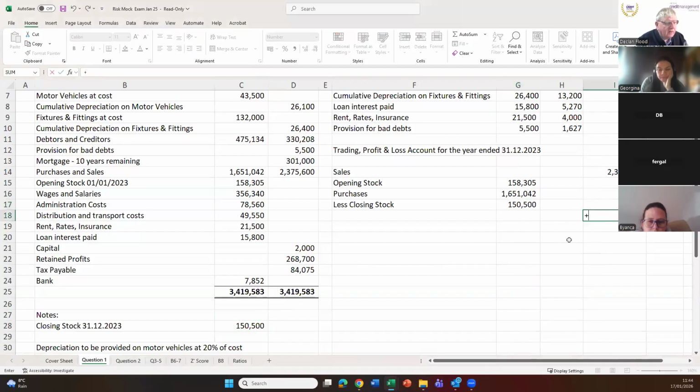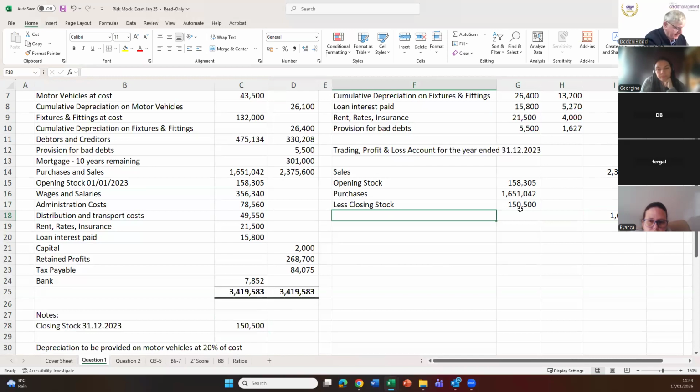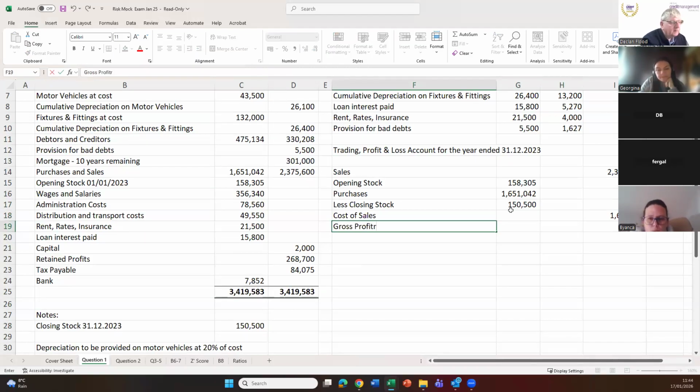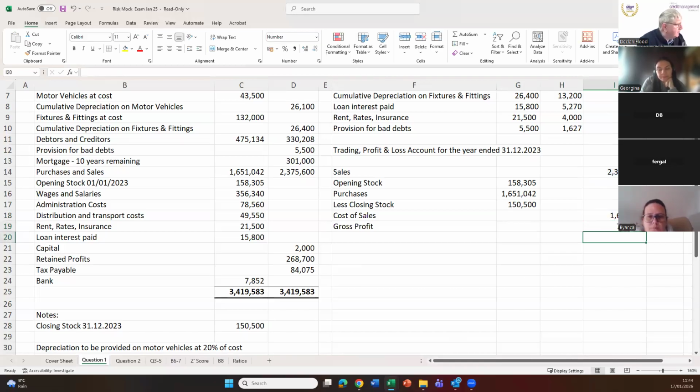So now I add my opening stock, I add my purchases, and I subtract my closing stock. That then gives me my cost of sales. So that is our cost of sales. And then gross profit. Gross profit is my sales minus my cost of sales. So there is my gross profit figure there.